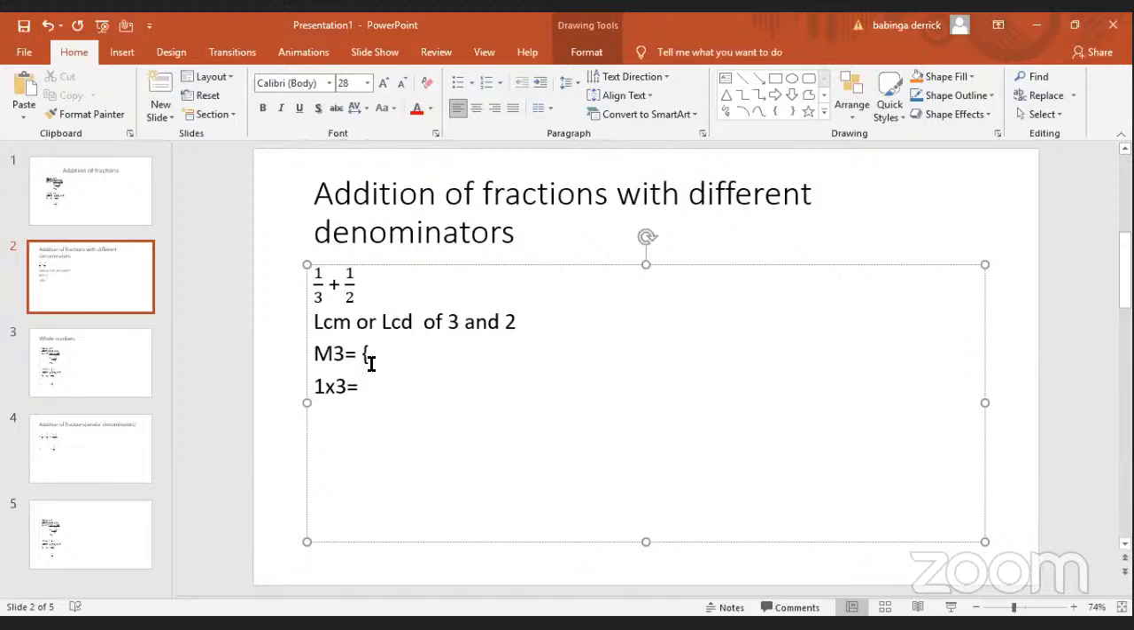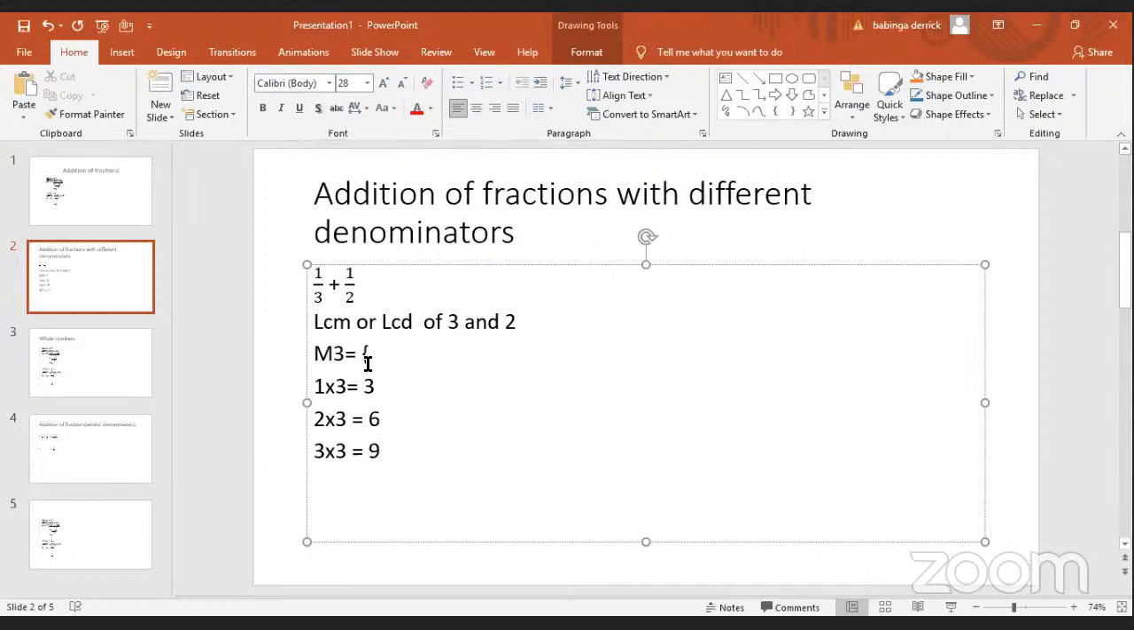So, Esther, can you give us the answer? 3, good. Then the next multiple of 3 will be 2 times 3, giving us, what's the answer there, Trust? 6, good. So the next will be got by, Peace, can you tell us how we can get the other one? By multiplying 3 by 3. Good. 3 times 3, giving us the answer? 9.